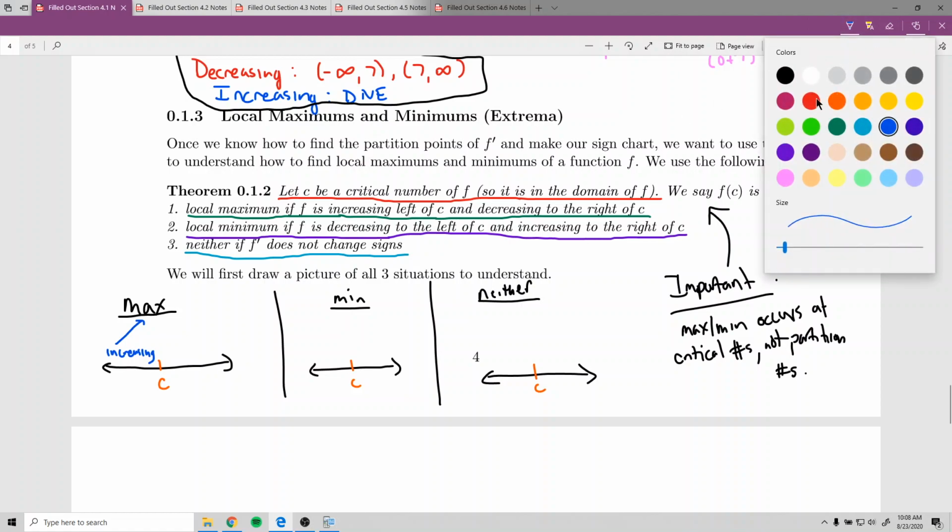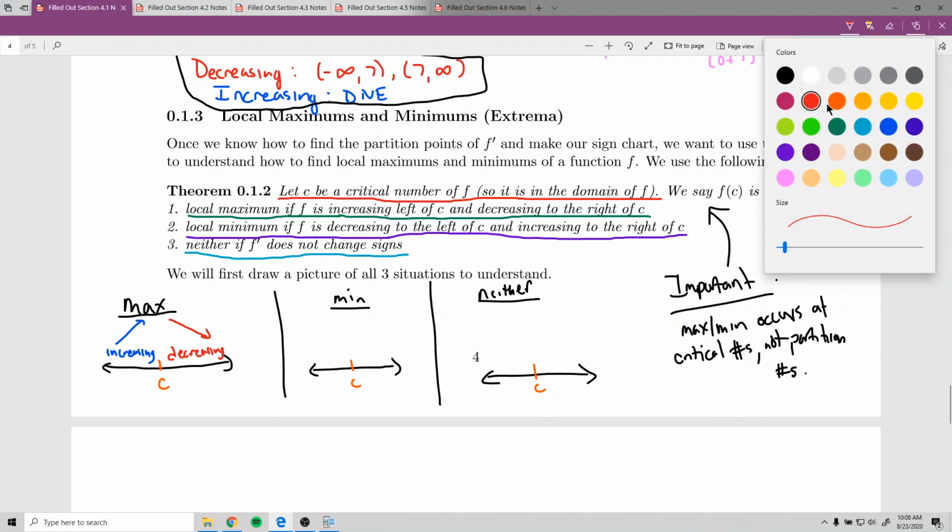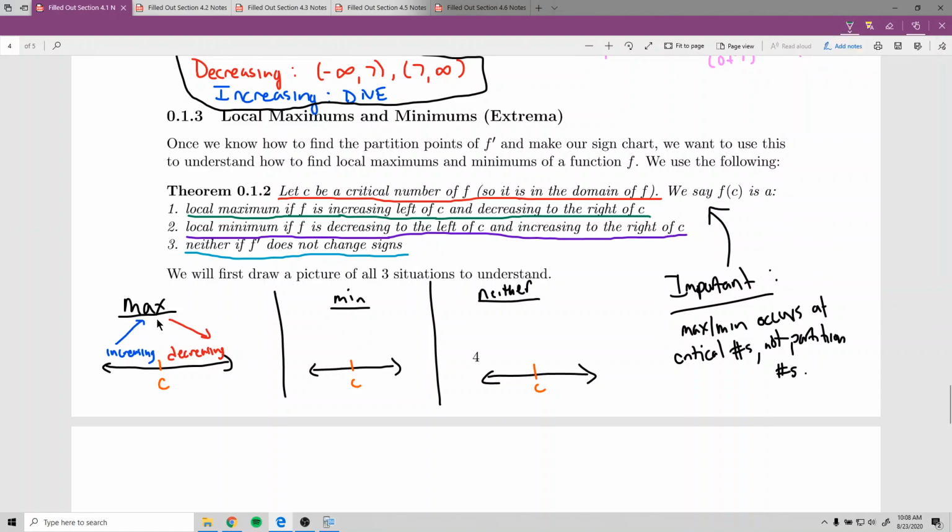Right, it doesn't need to be a line. It's probably not going to be a line if you look at the actual graph, but it's just following that shape. And then if it's decreasing to the right, that means as we move to the right, it's going down. So it looks like a downward line. And what's happening right here at C is we're at the top. So it's at a maximum.